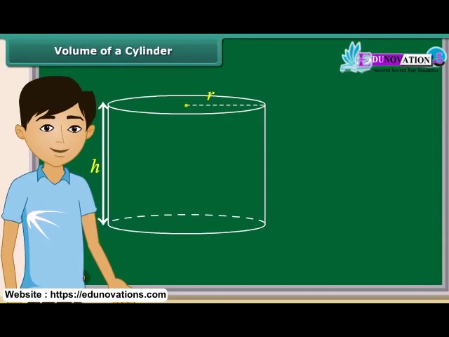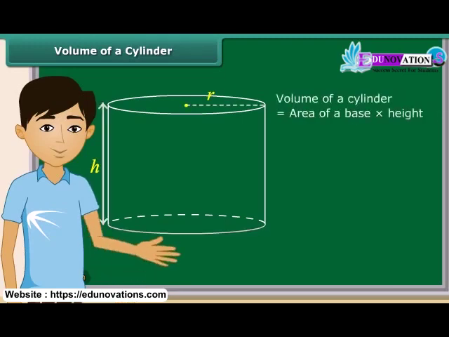Now students, we will calculate the volume of this cylinder, which is very easy to calculate. This cylinder has radius R and height H. Well, for calculating volume, we will multiply area of a base with the height. So, volume of a cylinder is equal to πR²H.